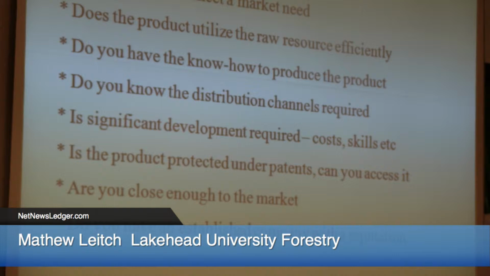So new products, obviously when you're looking at a value-added product, knowing that you can map stuff, some of the main things: does it meet a market need? Does the product utilize the raw resource efficiently? If not, can you find someone to utilize what you don't use? Do you have the know-how to produce the product? Do you know the distribution channels? Is significant development required, and the cost of that? Is it protected under patents? Can you access these things? Are you close enough to markets? And do you have an established company with a reputation? All these sorts of things need to be answered in order to move products forward.